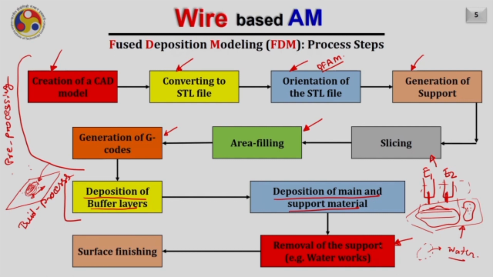After completion of the removal of the support, the part gets finished, and this can be done by grinders or some other chemical methods as well. So these are the process steps involved in a typical FDM process, also generically called fused filament fabrication.